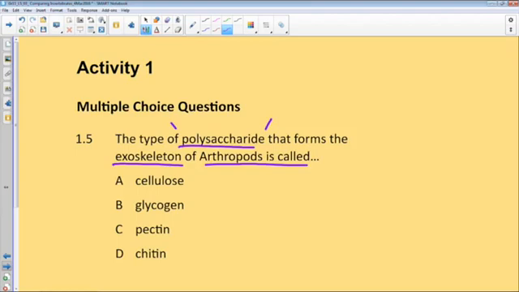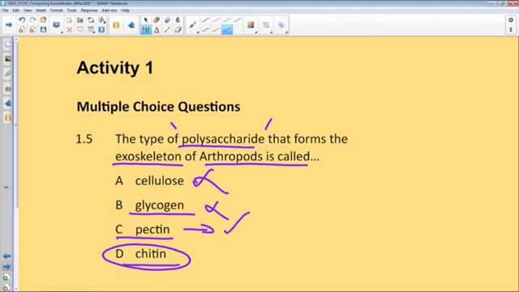So guys, remember that we know that plants have cellulose, and hence that's a plant-like polysaccharide. Glycogen is a polysaccharide that's found in animal cells, so that's incorrect. And we've got two that we need to decide between: pectin and the word chitin. So the answer here is chitin, and pectin would be a type of polypeptide that's found in some of the other organisms. The answer here we're looking at is organisms that have skeleton. Arthropods have a chitinous exoskeleton.